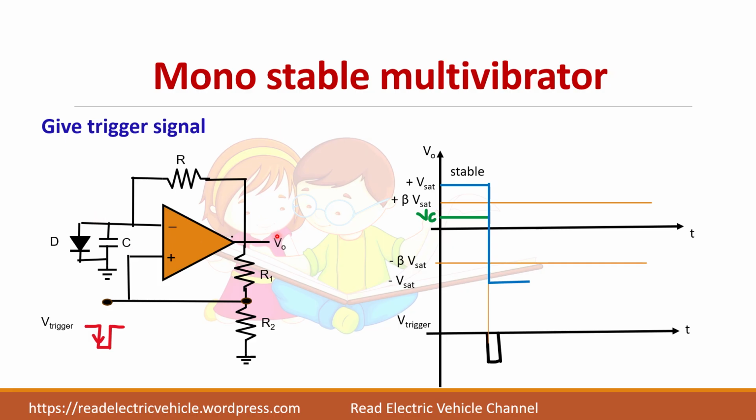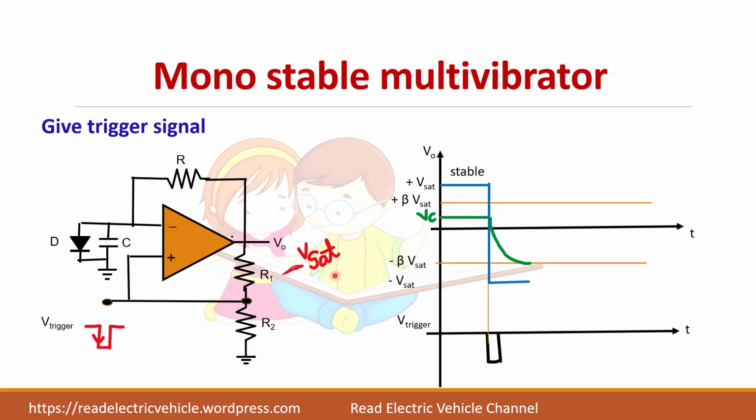Now what happens here? Here it is minus Vsat. So minus Vsat means the diode will not conduct. So it goes to off condition. What will happen to capacitor? It will be charging towards minus Vsat. So capacitor is charging towards minus Vsat, and while it is charging, the negative terminal potential is changing. So it is moving towards minus Vsat.